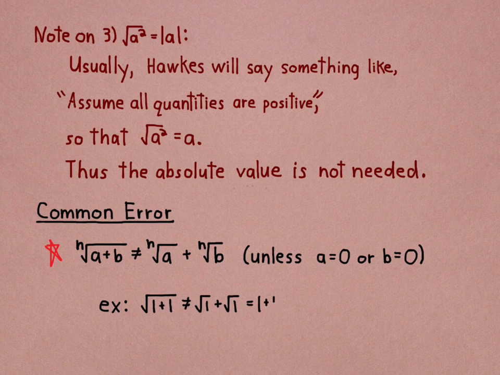Basically. So for example, the square root of 1 plus 1 is not equal to the square root of 1 plus the square root of 1. Because the square root of 1 plus the square root of 1 equals 1 plus 1, which is 2. And the square root of 1 plus 1 is the square root of 2. The square root of 2 is not equal to 2, because 2 times 2 doesn't equal 2. Okay?